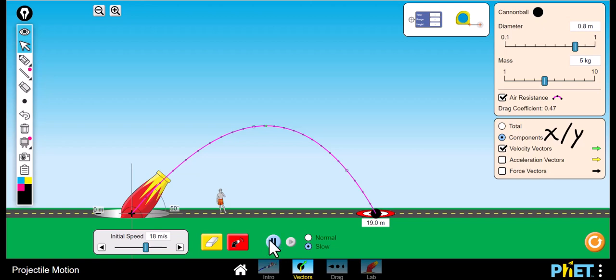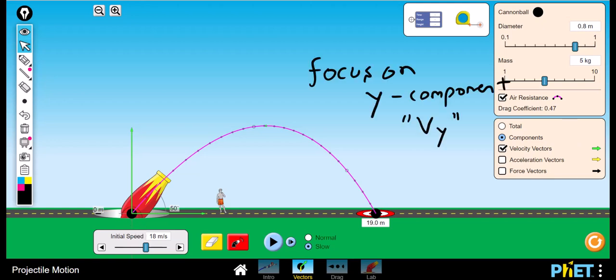Okay, let me step it this time. Okay, so here is a cannonball coming out of the cannon, and you're noticing that there's some components here. And I want us to focus on the y component, the Vy. So that means I'm looking at the up and down arrow. Right now it's going up. But as I step this bit by bit, and again, we're just focusing on this green arrow that's going up. What do you notice about that green arrow that's going up? Only the one that's going up.